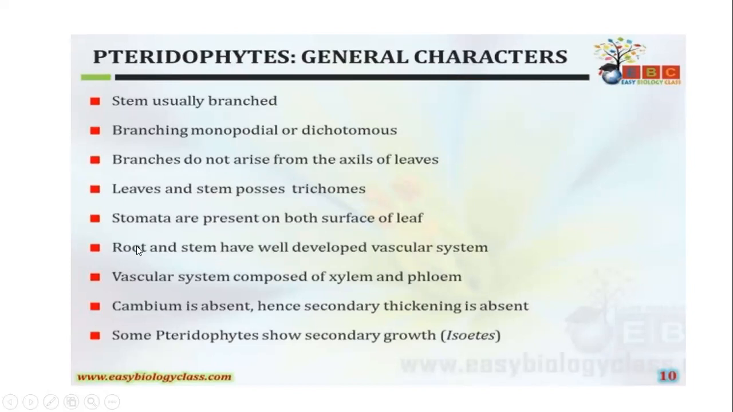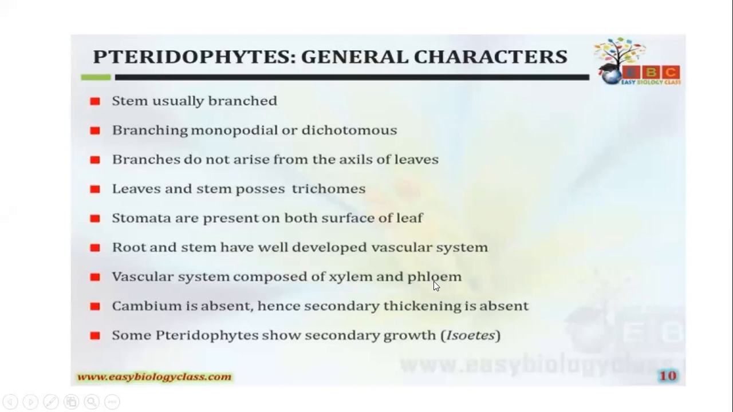Next, roots and stems are with a well-developed vascular system. The first vascular cryptogams. The vascular tissue has been developed right from pteridophytic plants. And what are these vascular tissues? Xylem tissue and the phloem tissue. Xylem is the tissue which conducts the water, and the phloem is the tissue which conducts the food material.